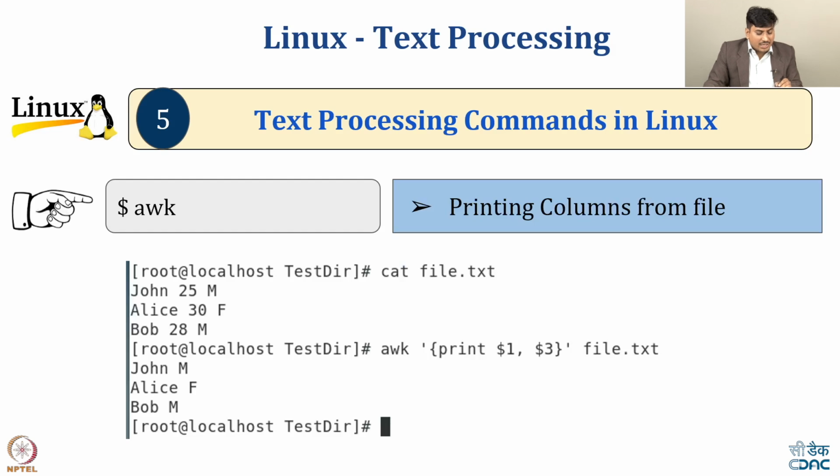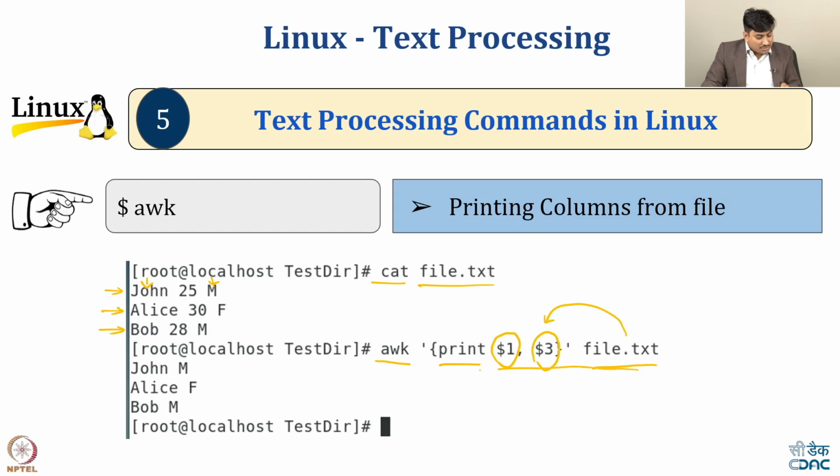Let us take an example quickly. Let us say this is the file, which contains this particular data. There are 3 columns: this is one column, another column, and a third column. Now I want to print the first column and the third column. We can use this particular command in this way: awk, then print column 1 and column 3 of this particular file.